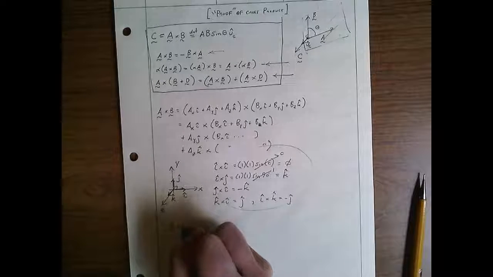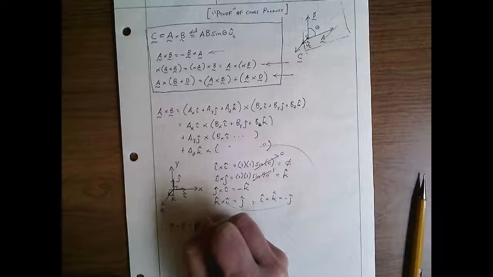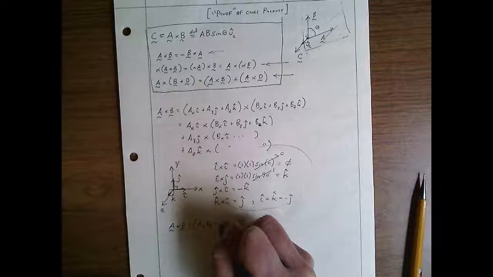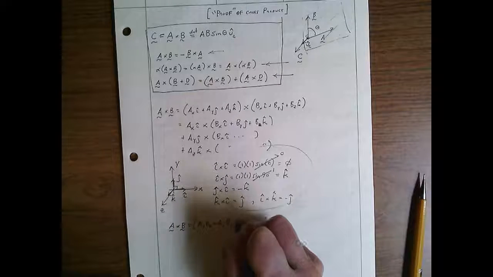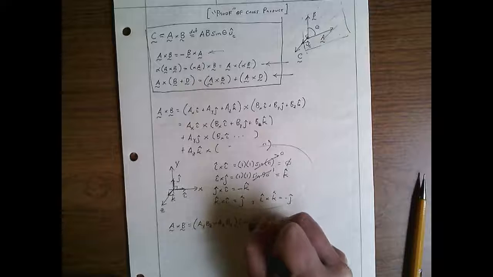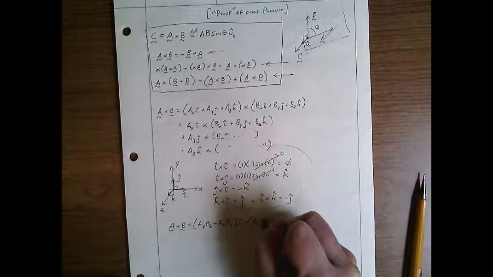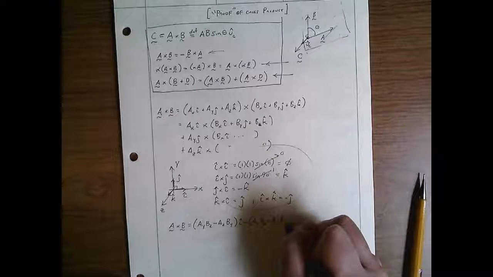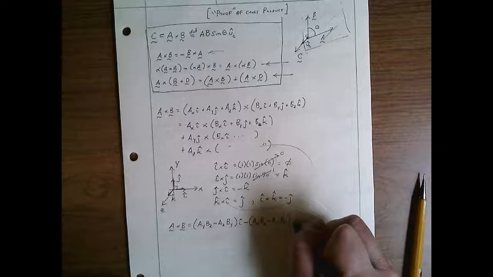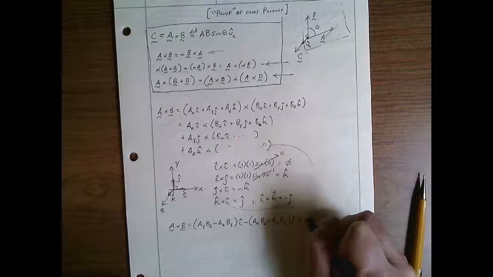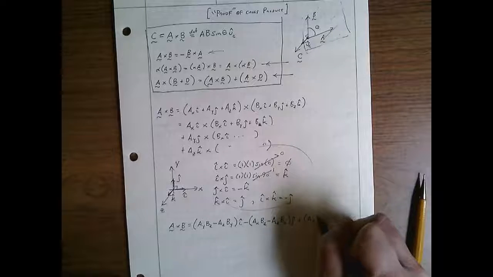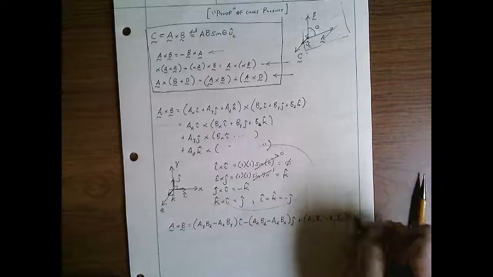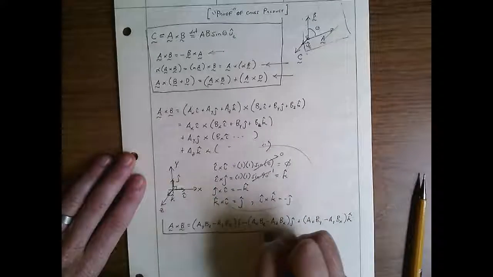A cross B is equal to (AY BZ minus AZ BY) I hat, minus (AX BZ minus AZ BX) J hat, plus (AX BY minus AY BX) K hat. That's the full expanded component form of the cross product.